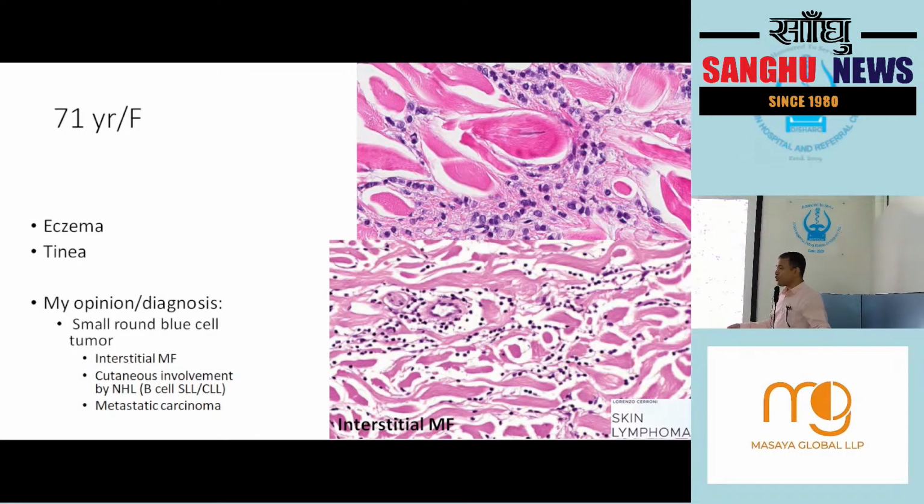Maybe a small round blue cell tumor, maybe interstitial MF, maybe. I'm not sure. Maybe some small lymphocytic lymphoma that has involved the skin. Maybe, possibly. Or maybe metastatic carcinoma, but I doubt it; it is unlikely to be a carcinoma because there is no cohesiveness. There is no cohesiveness, you see. Unlikely to be a carcinoma, but I have written one.